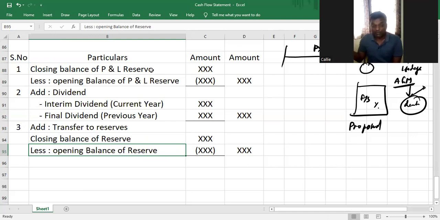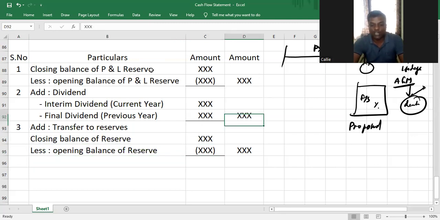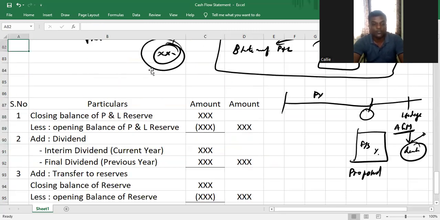You take the closing balance of that particular reserve, and then you reduce the opening balance of that reserve to arrive at the amount that has been transferred from the P&L account to that particular reserve. And when we are working backwards, we add that back. How do we add that? Find the number. We reduce the opening balance of the reserve from the closing balance of the reserve and find the net amount that has been transferred, which will be added to the working note items in order to arrive at the net profit before tax and extraordinary items.